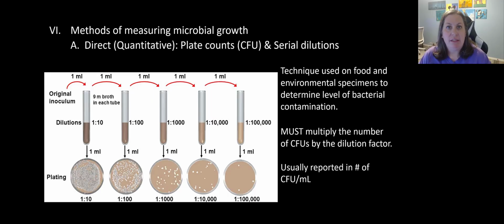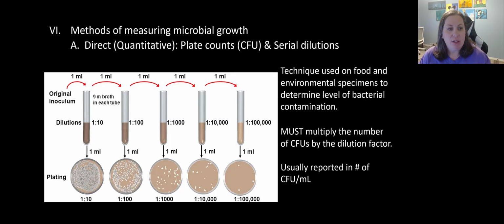How do we measure it in the lab to see how much bacteria is actually present? We can do direct measurements, and these are quantitative where we're looking at the numbers. We're actually looking at plate counts here of CFUs, and we do this with serial dilutions because if you look at the first plate over here, there's so much growth you can't count all of that. And so what we do is we use this technique on food and environmental specimens to determine the bacterial level of contamination, but we have to dilute it.